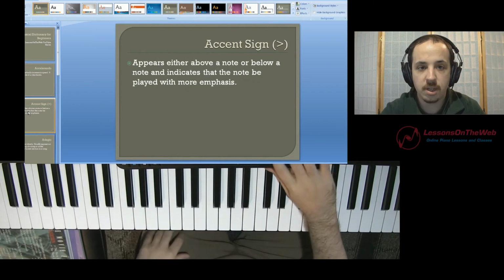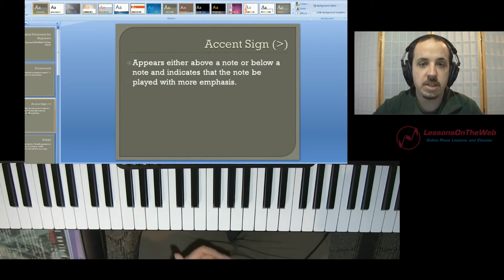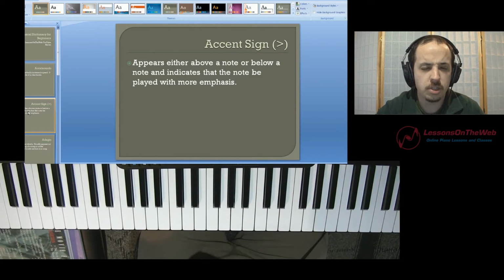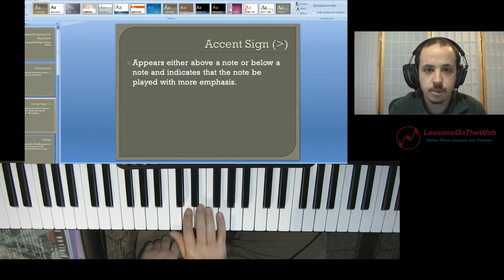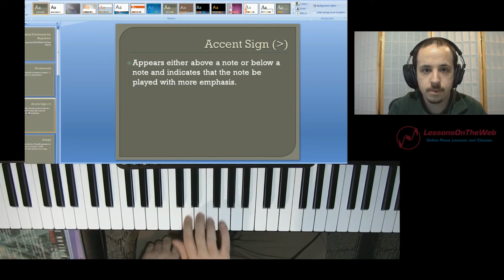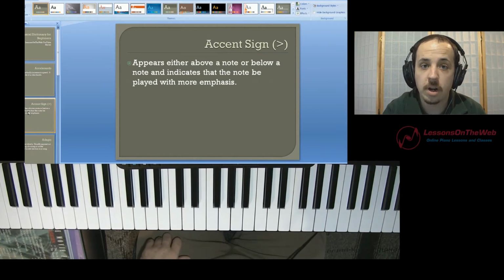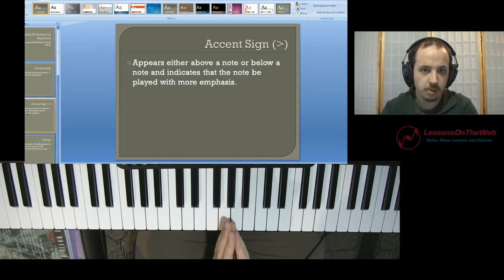So let's see what word we have next. We have the accent sign. This appears either above a note or below the note, not to the side of the note that I've ever seen. And that means to play the note with more emphasis. So if you had a bunch of notes, and then you had the same notes with accent signs, you would hit them with more emphasis or a little bit louder. It's almost like having a forte right over a single note.